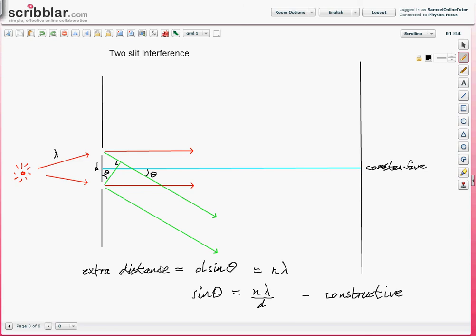So that's the equation, that's where it comes from, and that's all you need to be able to work out the direction of the maximum points, constructive interference. If you want to know exactly how far away they are, all you need to do then is know the distance from the slits to the screen and the angle, and do a little bit of simple trigonometry to work out the actual distance across.